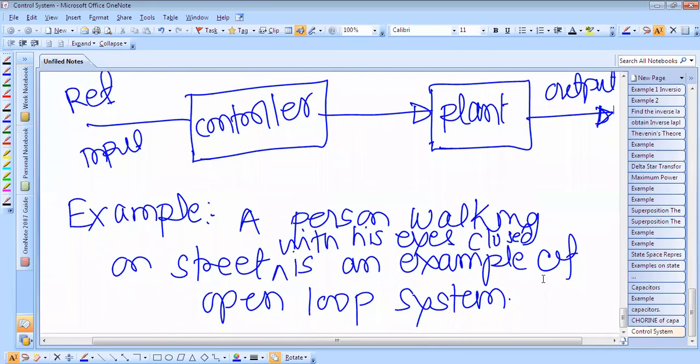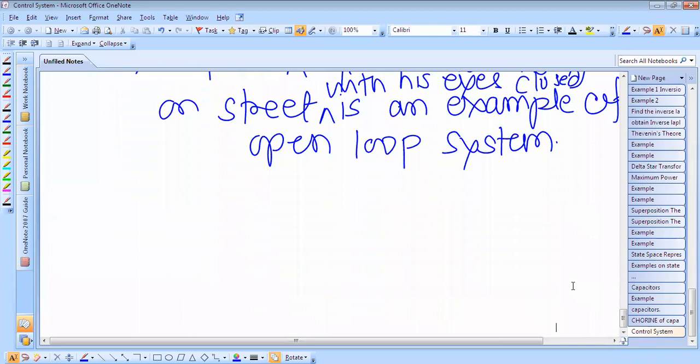So in such a system, the controller will actuate. Suppose we want more output, we have to actuate the system, but there is no provision for comparison of the output with the reference input signal. We are discussing the open loop control system. Another example of the open loop control system is the washing machine.